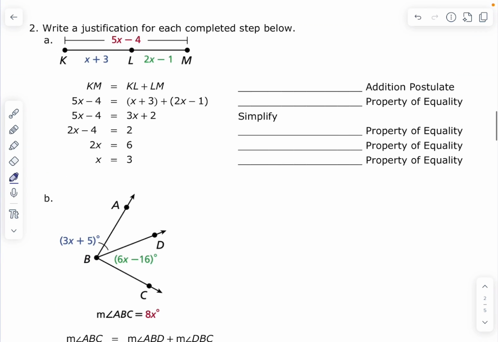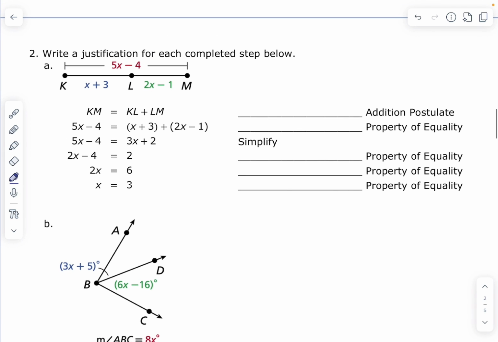All right, number 2 asks us to write a justification for each completed step. So it looks like we have a segment here. We have segment KM, that is 5x minus 4. We have KL, which is x plus 3, and LM, which is 2x minus 1. Our first step, it says, is KM equals KL plus LM, which we remember from last chapter is our segment addition postulate.